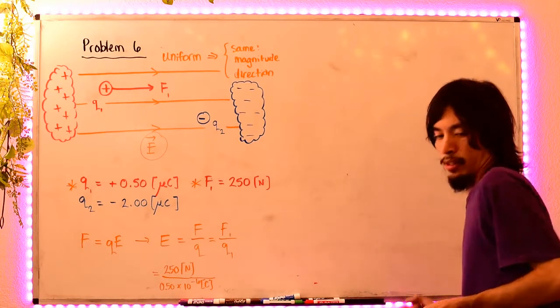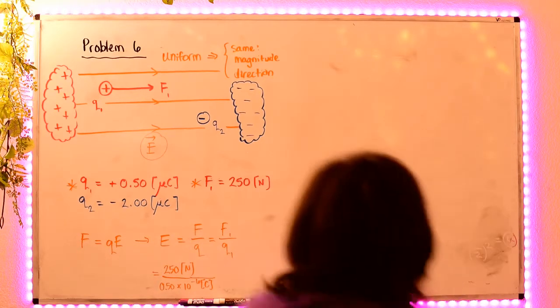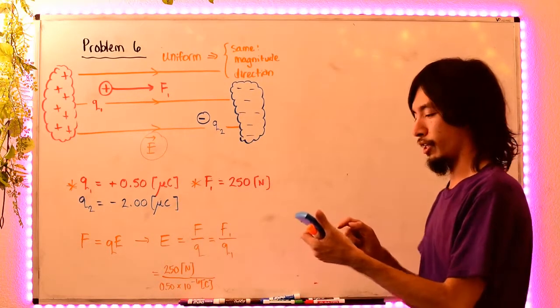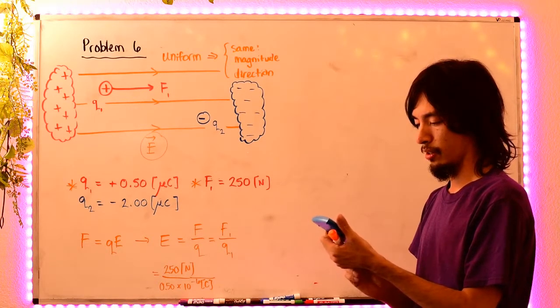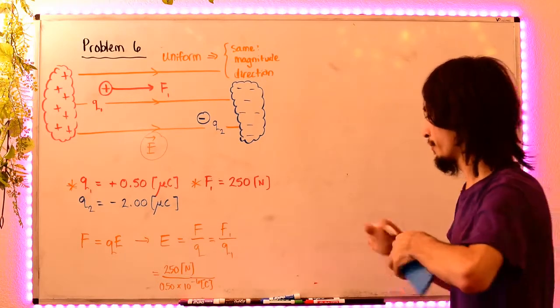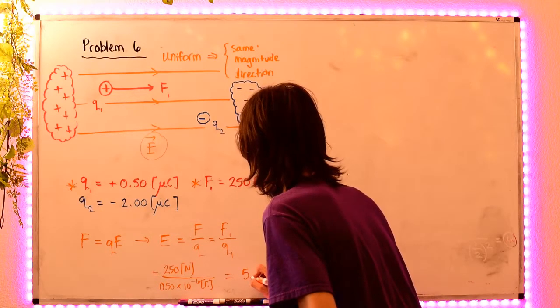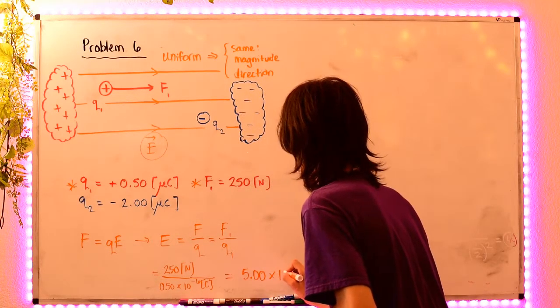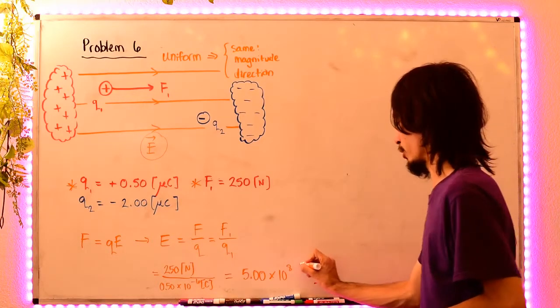Okay. Let me get a calculator. Okay. So if we put this in, it should be 500 times 10 to the 6th. So that would be 5 times 10 to the 8th, and the units are just carried over, so it's newtons per coulomb.